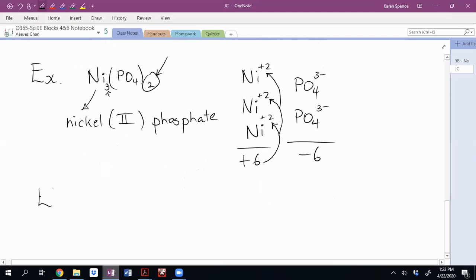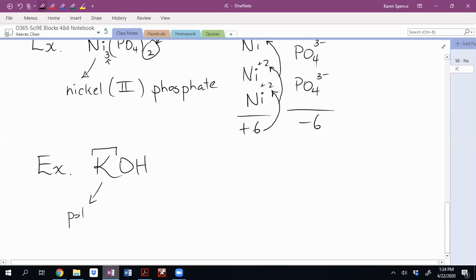Okay, our last example. KOH. It looks kind of funny, all those capital letters in a row. Well, our cation is going to be the first element, unless it's NH4. So there's our cation. K is potassium. And O and H, we have 2 capital letters. That means it is a polyatomic ion. And we have to go to our chart to look it up.